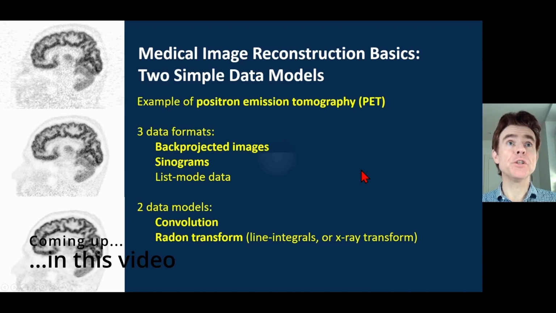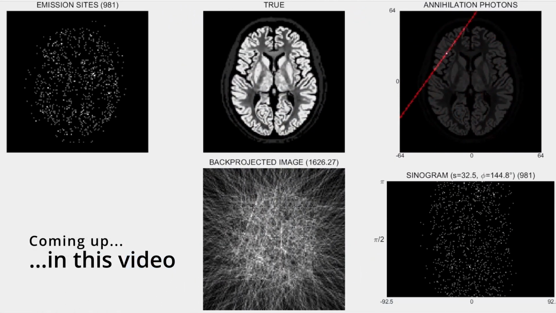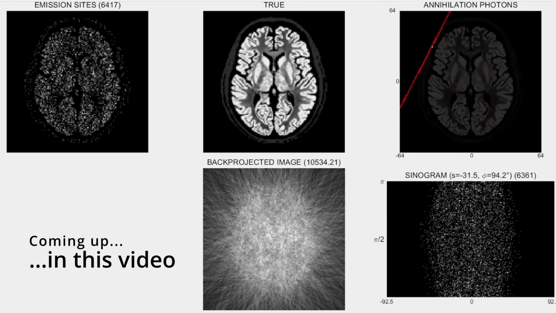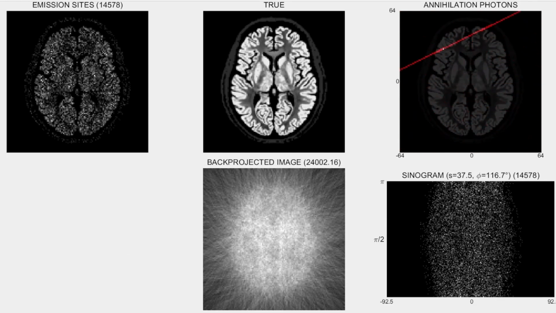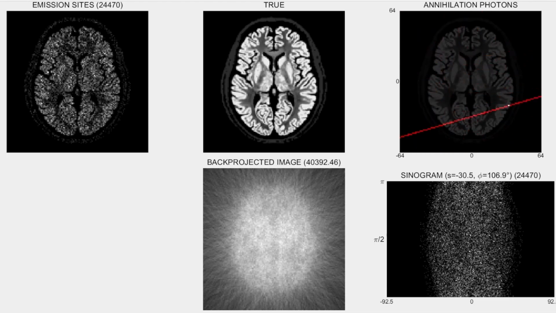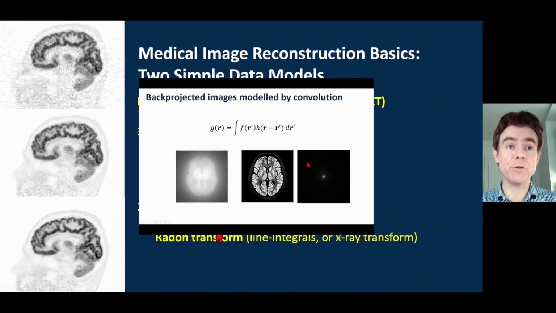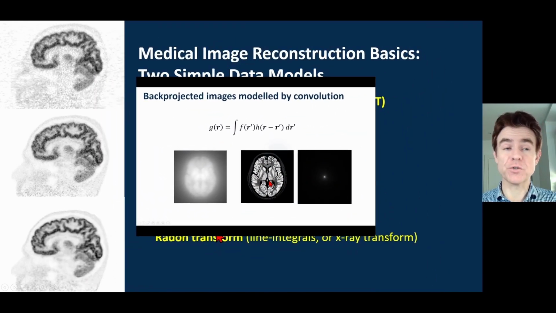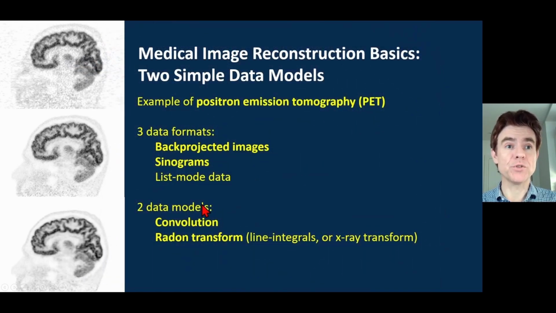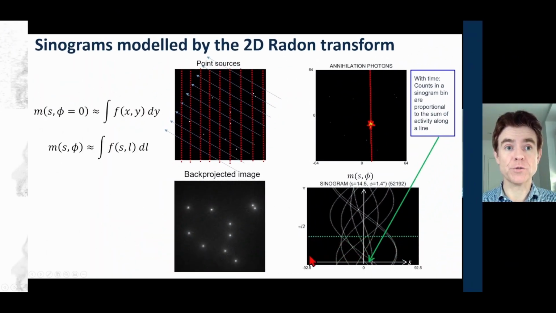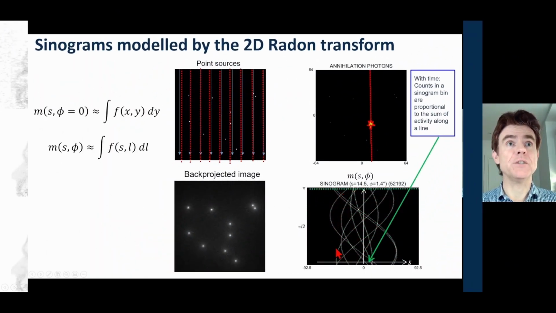We will be covering medical image reconstruction basics by looking at two simple data models using the example of positron emission tomography. I'll explain three different data formats, sinograms as well as backprojected images, and touch briefly on list mode data. And then we'll look at two models: convolution, very important to understand in imaging science in general, but also applicable to the case of 2D PET imaging. And then we'll also look at the Radon transform and how that applies to PET data.